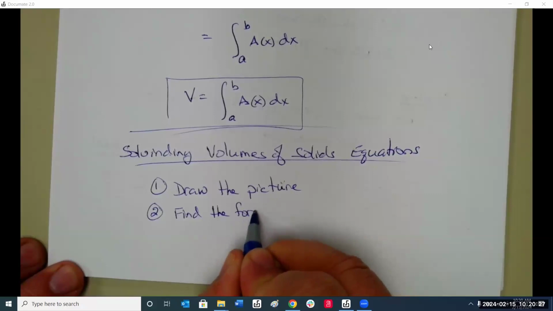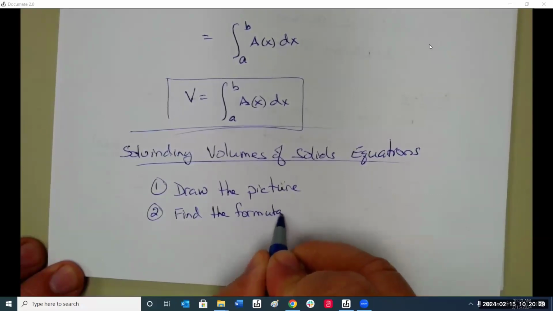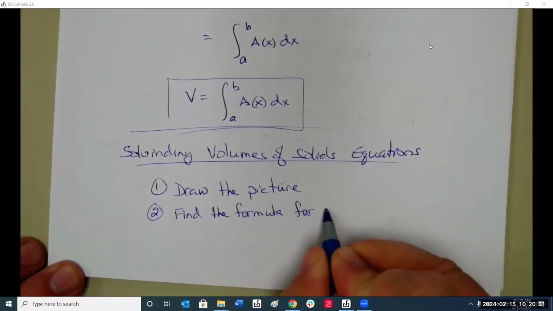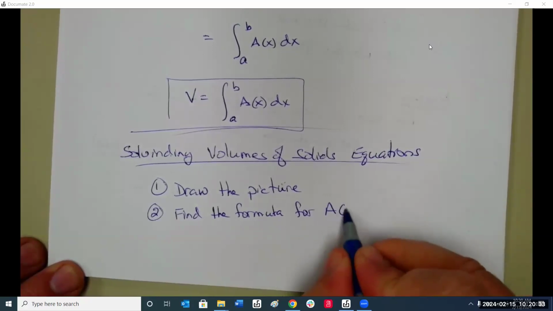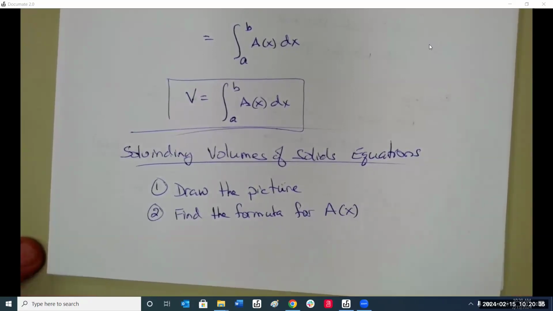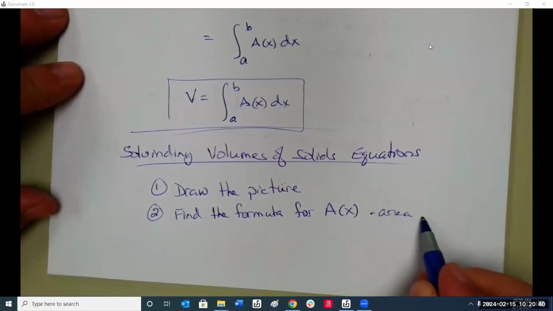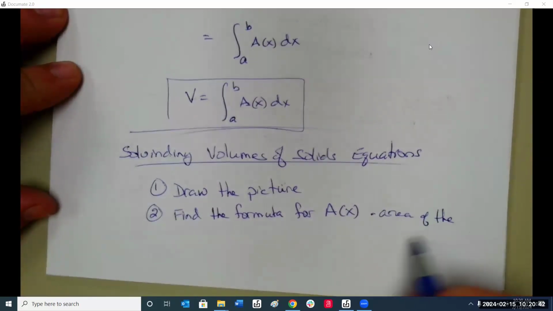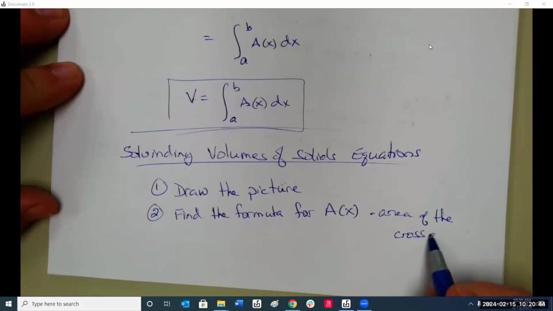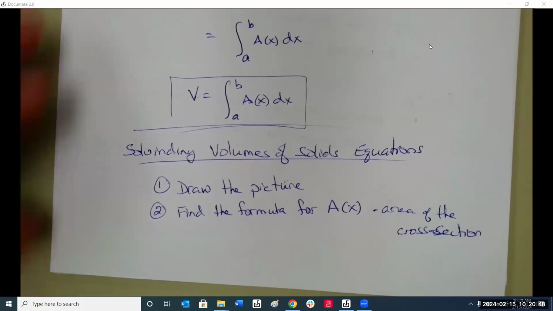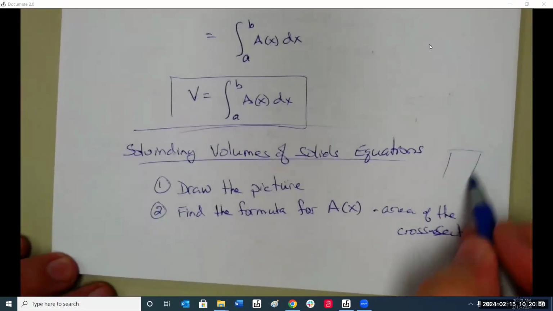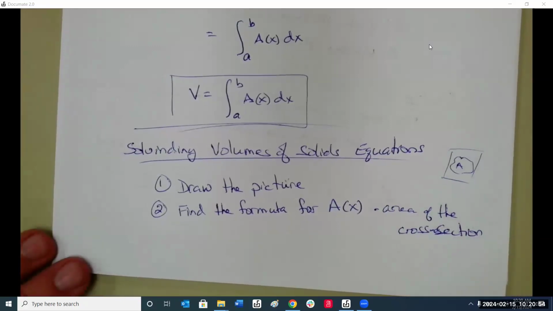Find the formula for your A of x, your area. The area of the cross-section part. If you cut that with that plane, whatever's inside there, that's the area we're looking for.